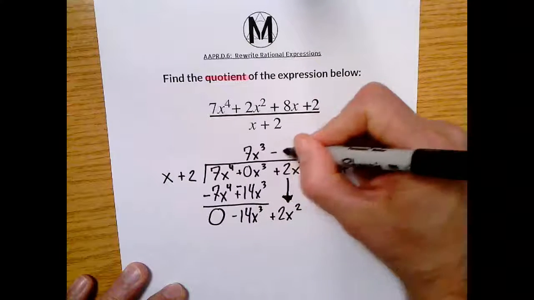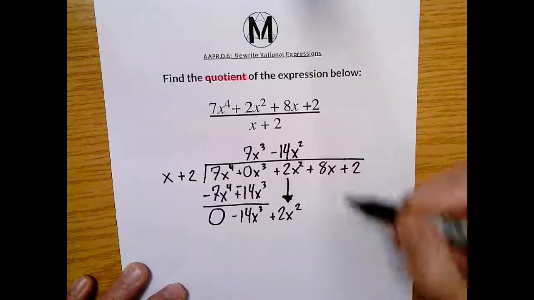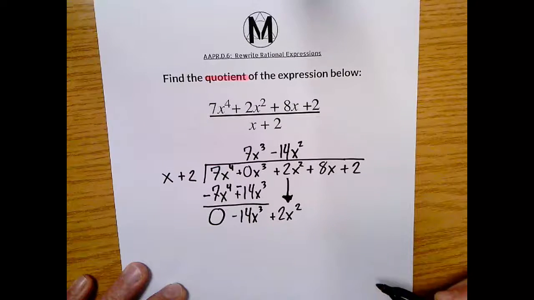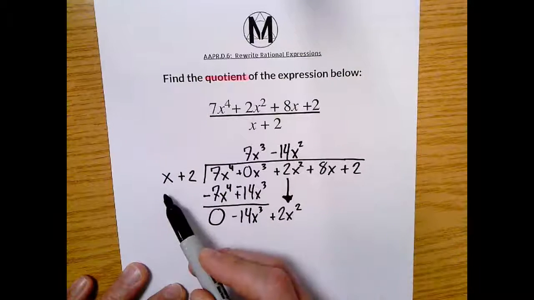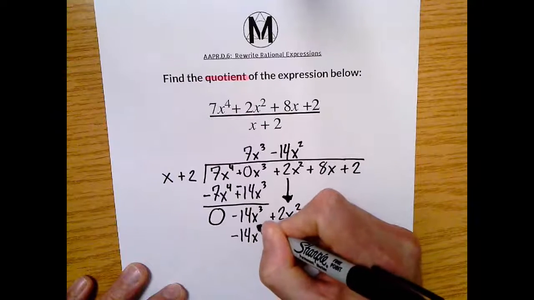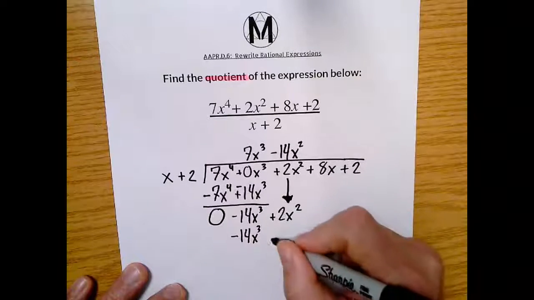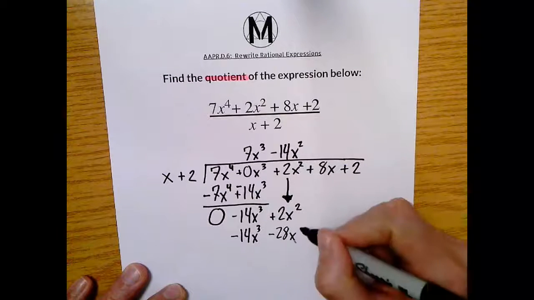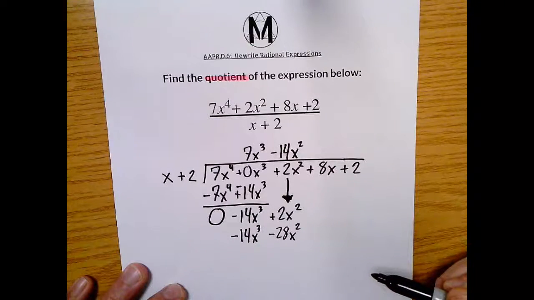Well, that is just negative 14x squared. And again, you see our terms are all lined up by degree. Good job. Okay, so that's done. So then we just multiply down. Negative 14x squared times x is just negative 14x to the third power. Negative 14x squared times 2 is just negative 28x squared. And right there, my numbers are lining up nicely by degree, so we're in good shape.